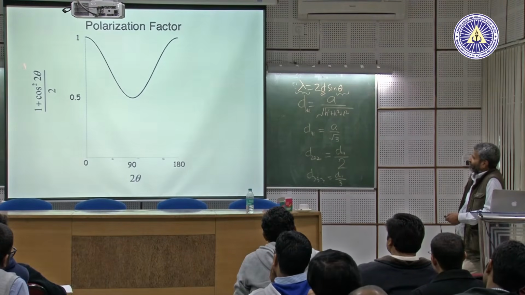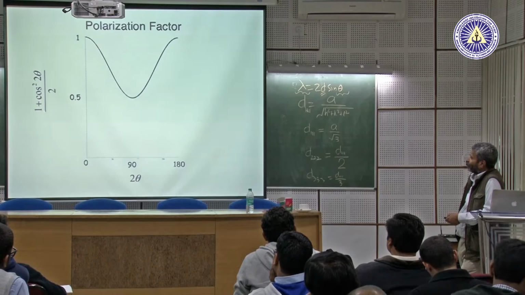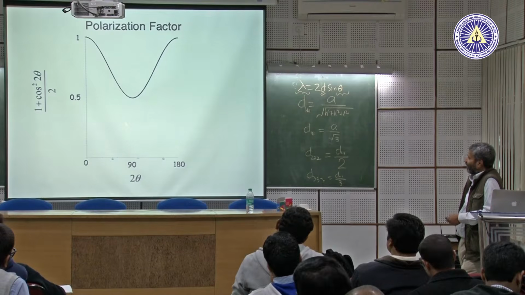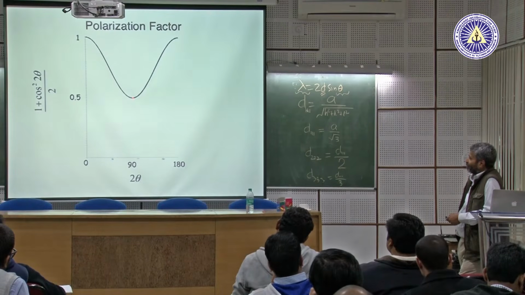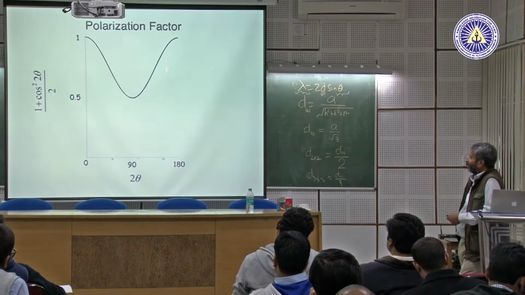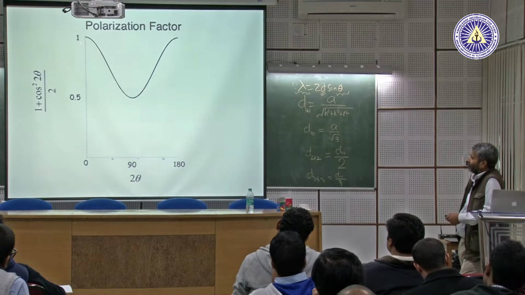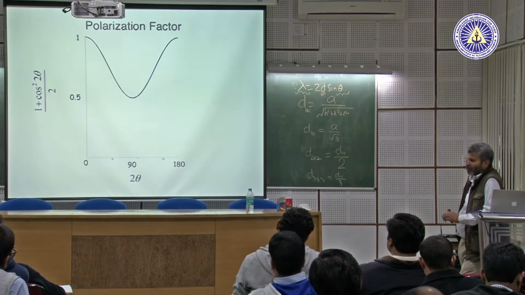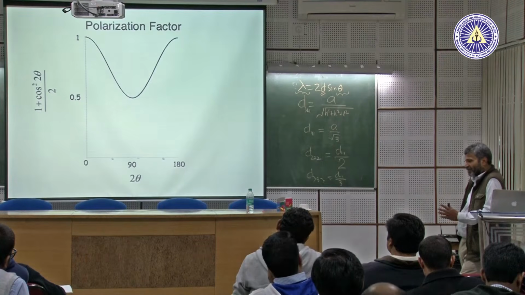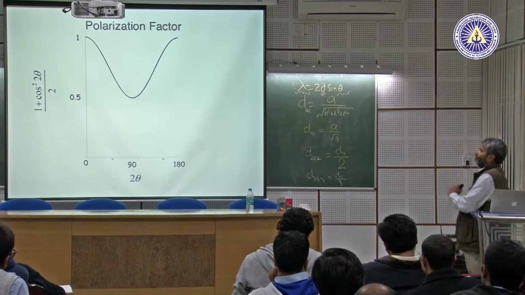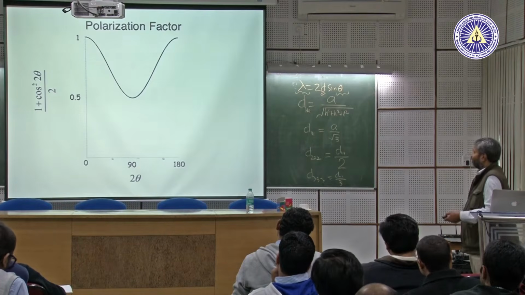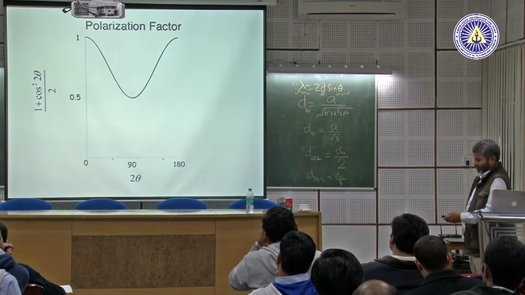If you plot how this variation takes place, that is (1 plus cos square 2 theta) by 2, the polarization factor, you will find that at 2 theta equal to 90 degrees it is minimum, and at 0 and 180 degrees it is maximum, equal to 1. So, the maximum value is 1 and the minimum value is 0.5. A factor of 2 difference in intensity of different diffracted beams can come simply because electrons scatter at different angles differently.